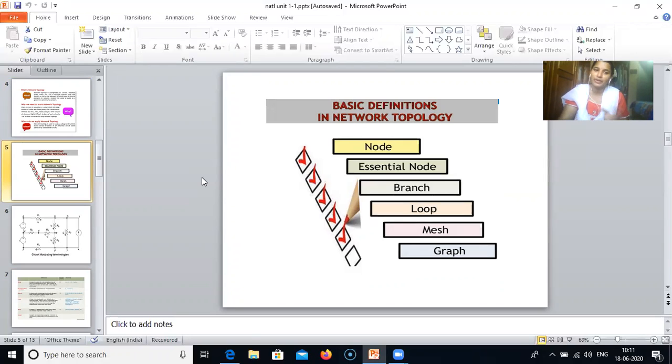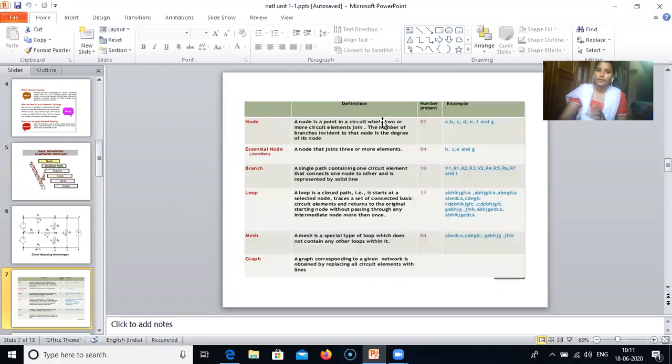And what is the difference between a node and an essential node? A simple node means if two branches intersect at a point, it is also called a simple node. An essential node means three or more elements are intersecting at a point. That is called the essential node, or it is also called the junction. Next one is the branch. The branch is the one that represents the network element, right? The circuit elements. So the line connecting two nodes, between the two nodes, is nothing but a branch.